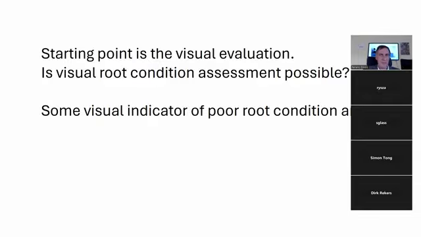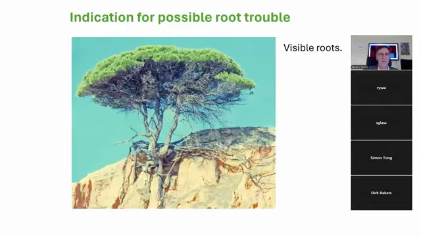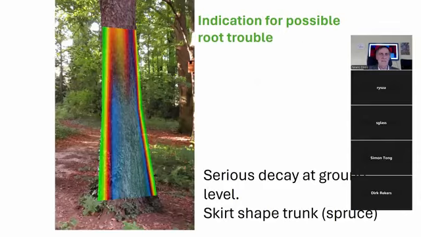As always, in tree investigation, the starting point is the visual evaluation. Let's see what kind of visual indicators are available to detect poor root conditions. Whenever a major part of the root is visible, it's definitely a bad sign. When we observe heavy decay at ground level, very likely it is continuing in the root direction as well.